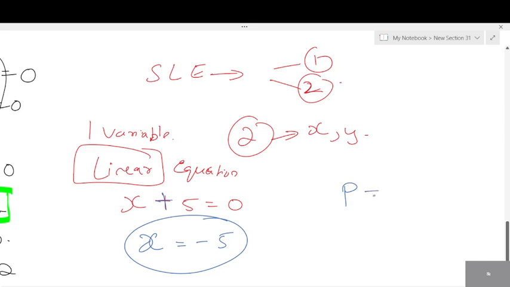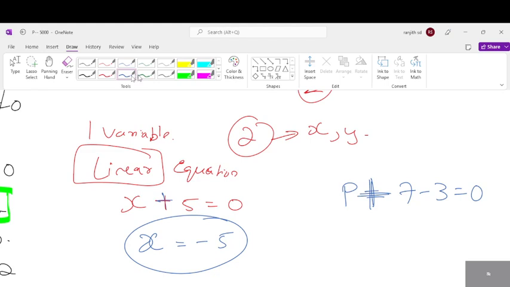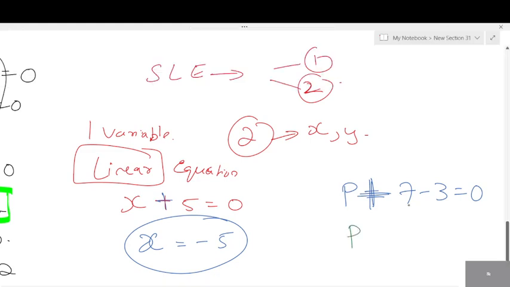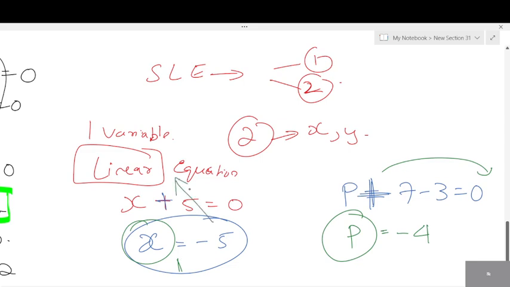Another variable, p: p plus 7 minus 3 is equal to 0. Tell me the value of p, students. What is 7 minus 3? Yes, unmute and respond. 7 minus 3 is 4. Plus 4 goes to the other side, it becomes minus 4. How many variables are we finding here? Only one, right? One equation is given, only one variable. So this is known as linear equation.